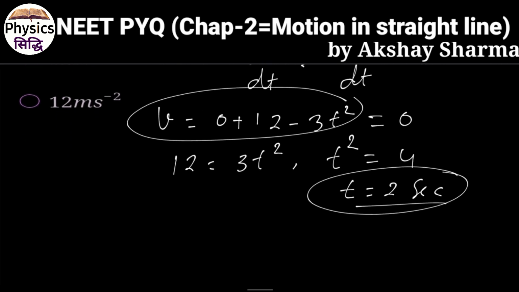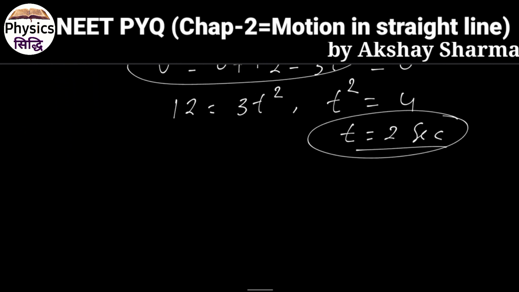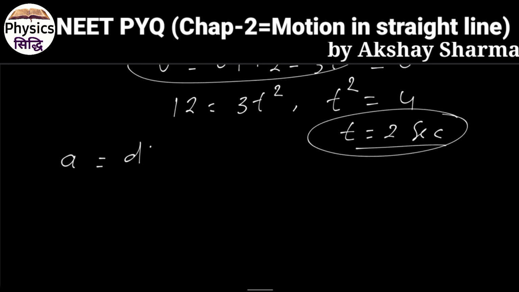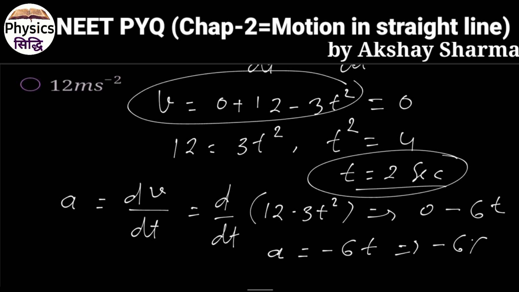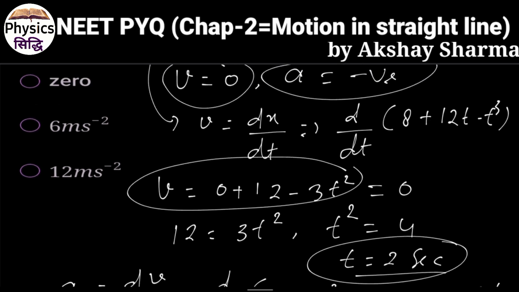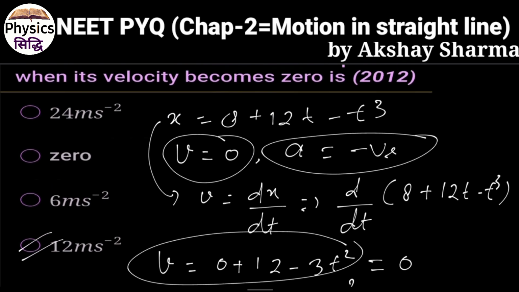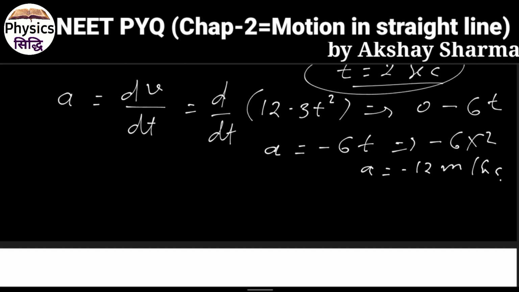Now we have to just find out the acceleration. Acceleration becomes dv by dt, and the value of velocity is 12 minus 3t square. So it comes out 0 minus 6t, and a becomes minus 6 into 2, and a becomes minus 12 meter per second square. Actually the minus is not given in the option because it is retardation. So it is conventional that retardation is negative acceleration. Now move to the next question.